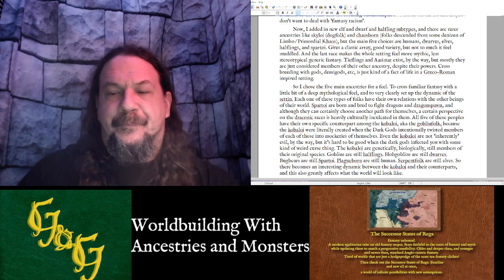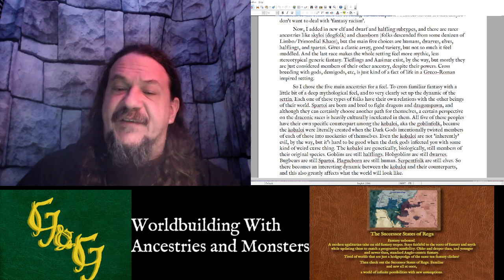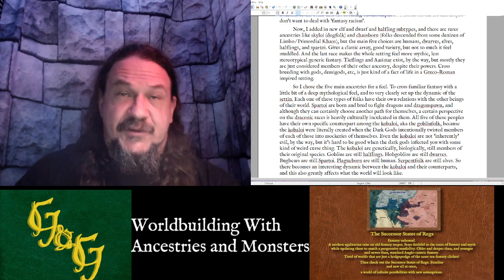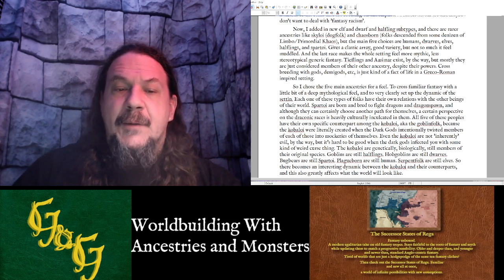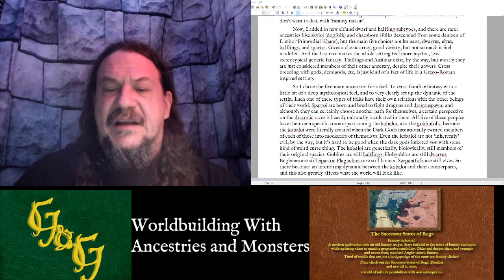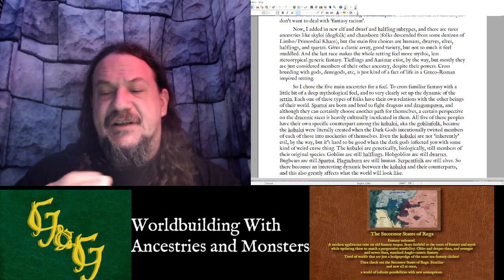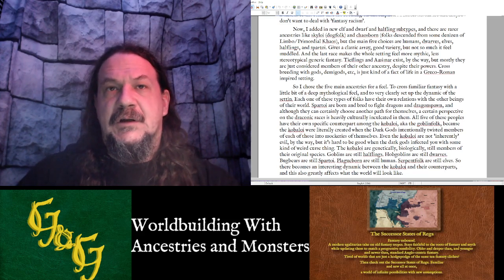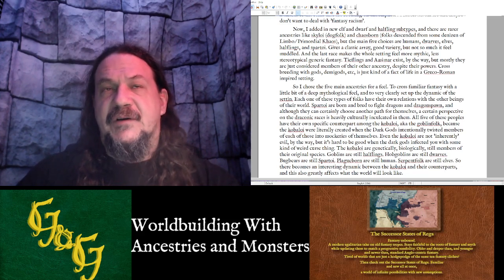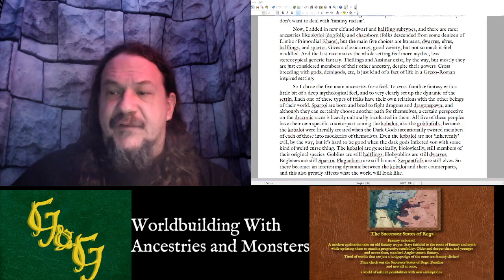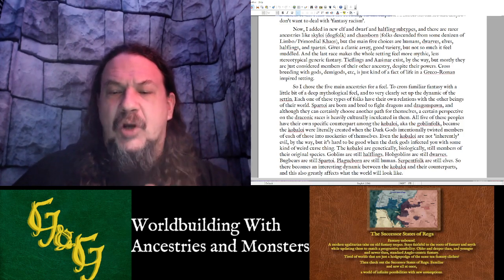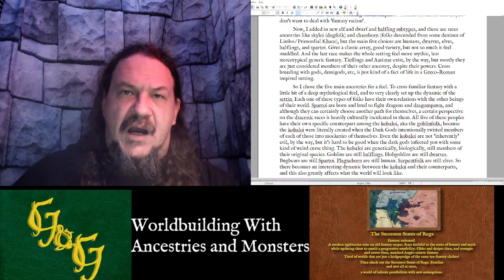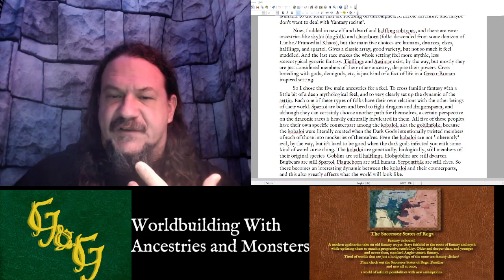All 5 of these peoples have their own specific counterpart among the koboloi, which means rogues in Greek, aka the goblin folk, because the koboloi were literally created when the dark gods intentionally twisted members of each of those races into mockeries of themselves. Even the koboloi aren't inherently evil, by the way, but it's hard to be good when the dark gods infect you with some kind of weird curse thing.